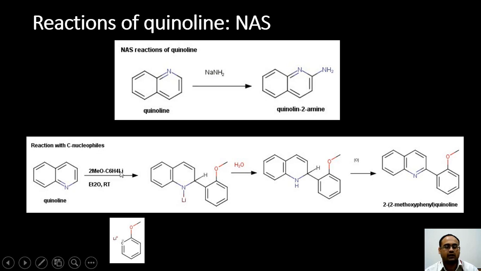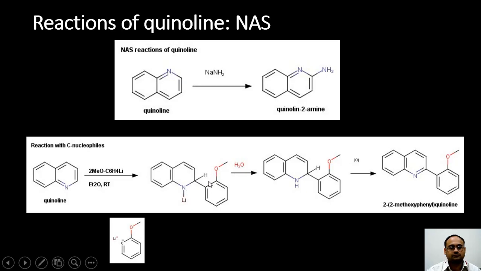Here is an example of a carbon-centered nucleophile, that is 2-methoxyphenyl lithium, in which there is a carbon-lithium bond in which carbon has a negative charge on it, and this is the sp2 hybridized orbital which is sharing bonding electrons with lithium. But because of the electropositivity of lithium, the carbon has a negative charge, and this negatively charged nucleophile can attack on the quinoline ring at the C2 position. Once that attacks, the nitrogen-lithium coordination takes place and we get the addition compound.